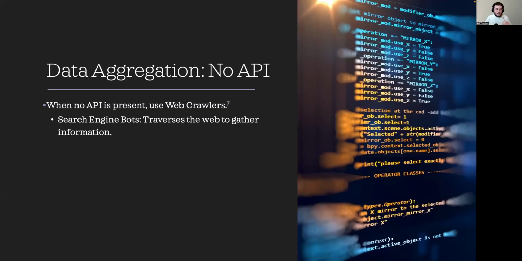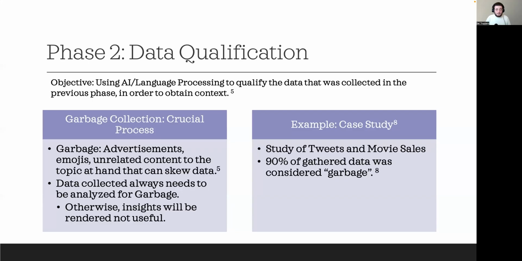Okay, so let's say the social media network you're using does not provide an API. Well, it's going to be a little bit more difficult, but you can still gather data. You'll use something called a web crawler. These are search engine bots that traverse the web to search, gather, and compile information from websites into sitemaps.